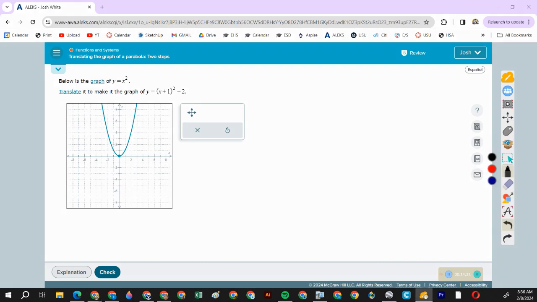All right. So plus 1 on the inside means we go left 1. And plus 2 on the outside means we go up 2. So that would be the location of the new parabola.